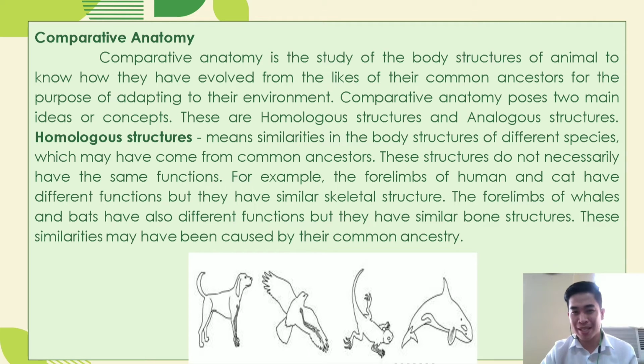Homologous structures mean similarities in the body structure of different species, which may have come from common ancestors. These structures do not necessarily have the same function. For example, the forelimbs of human and cat have different functions but they have similar skeletal structure. The forelimbs of whale and bats also have different functions but they have similar bone structures. These similarities may have been caused by their common ancestry.